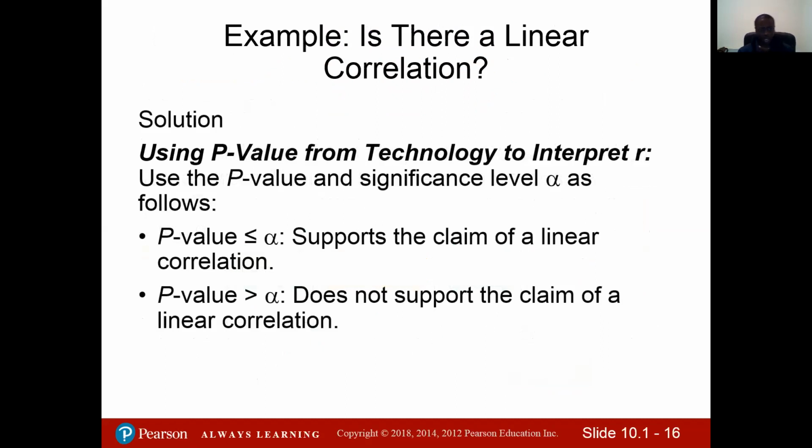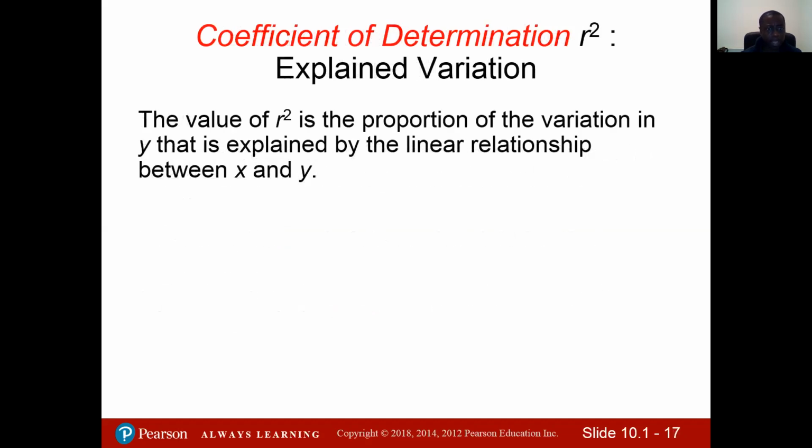All right. So again, if I use the technology and then I have my R, using the p-value, if it is less than or equal to alpha, I will reject the null hypothesis or I support the claim. Okay, and then if it is greater, I do not support the claim. So same as we have been doing in chapter 8. Okay. Now the question is that we call something the coefficient of determination.